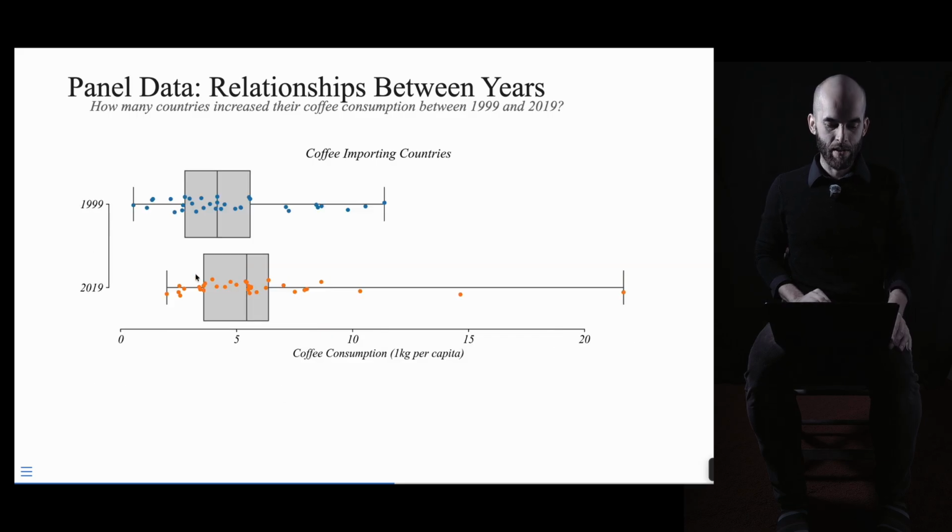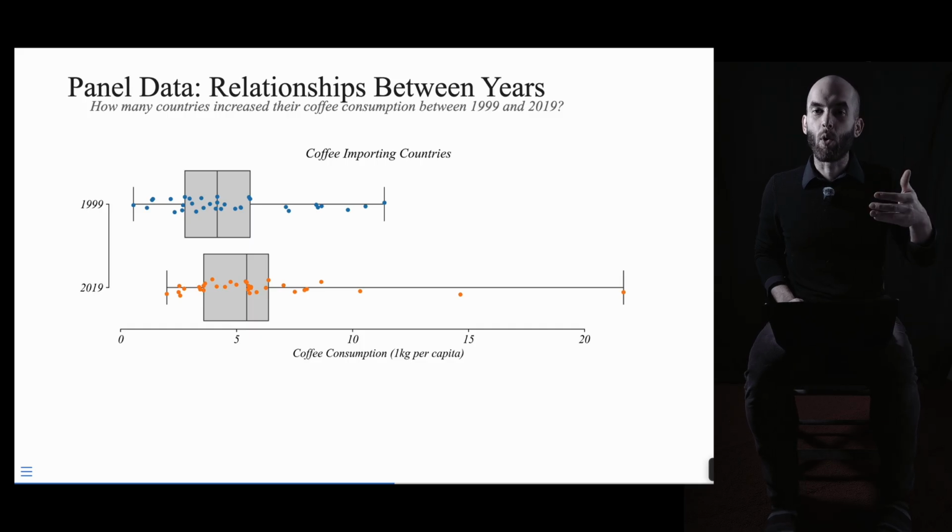We can zoom in and look at these 2 years specifically to see the same idea. You can think about what we would need to answer this question. We would need to know where this data point went in 2019. The core challenge is that it's very difficult, and actually impossible with this figure, to determine the number of countries increasing their coffee consumption per capita.